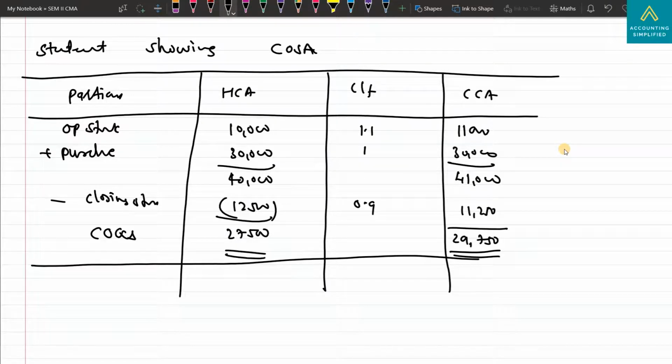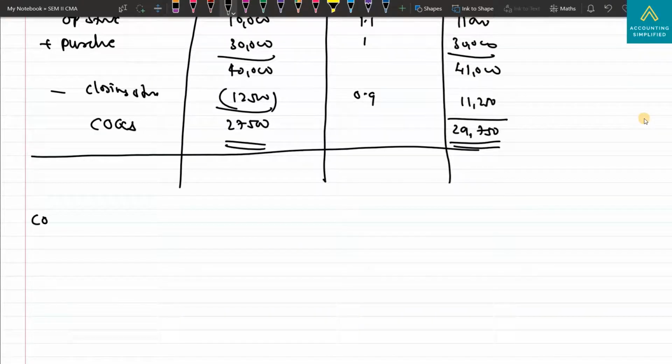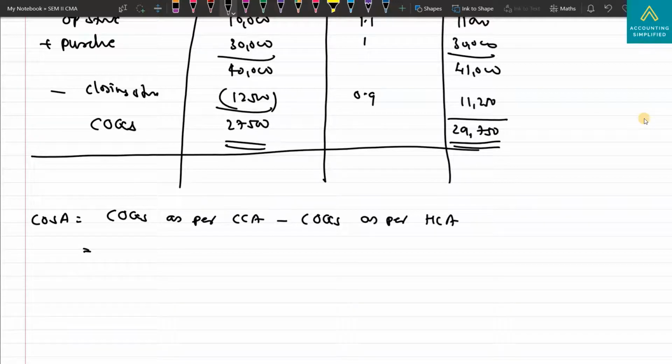I hope you got this answer, right? And this is 27,500. Now COSA, cost of sales adjustment. So COGS as per CCA minus COGS as per HCA is equal to 29,750 minus 27,500, it comes 2,250. COSA is 2,250, right? I hope you learned this example also.